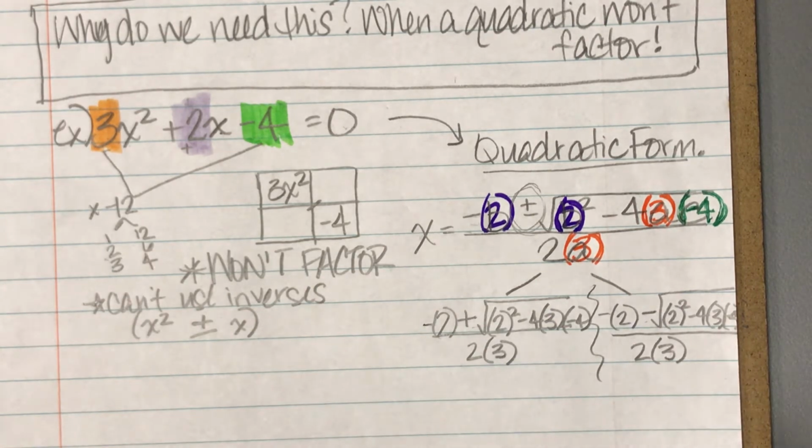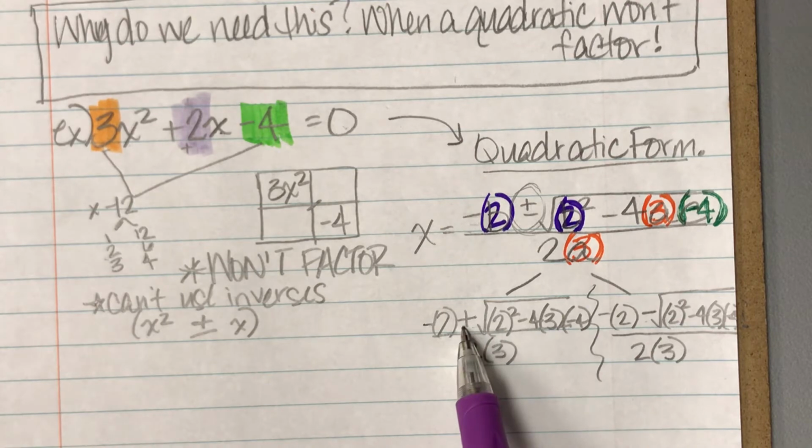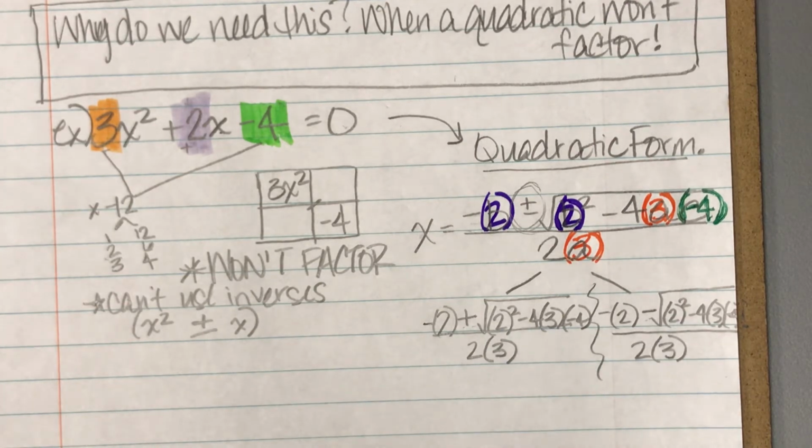Okay, it makes sense because it's a square root, so when you square root something, you end up with a positive answer and a negative answer. That's where that's coming from.